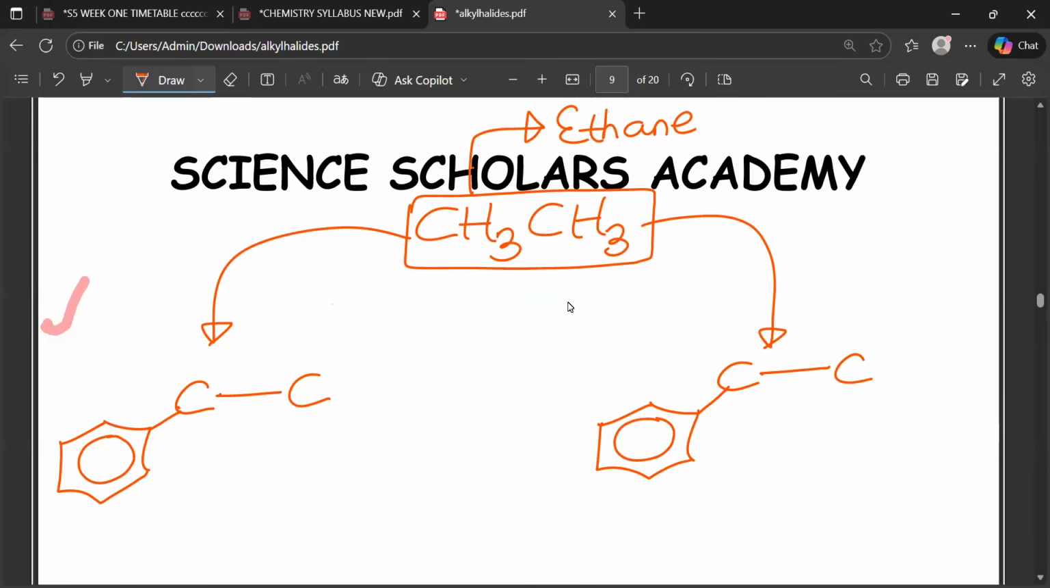Same cases. In the first case, the Br is going here. But in this other case, the Br is going here. So this carbon is left with 2 hydrogens. This carbon is left with only and only 1 hydrogen like that. Then here this carbon is left with 3 hydrogens. Then here this carbon is left with 1 what? 1 hydrogen like that.